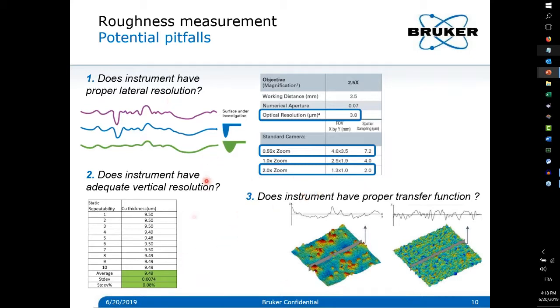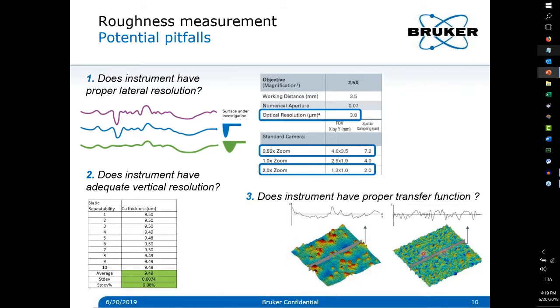And the last one is actually the combination of both. This is what we call the transfer function, the most complex, because we are measuring x, y, z coordinates for the points in an areal measurement. The lateral noise and vertical noise are coupled together in a very strong manner.